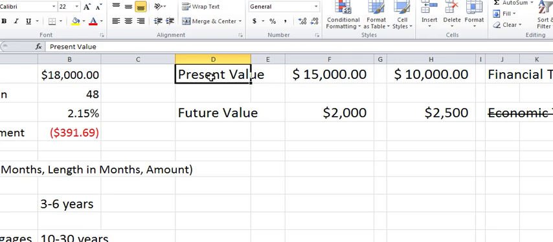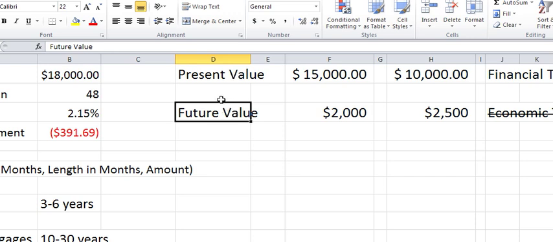Future value is the opposite. I have $5,000 now. What will that be worth in X amount of years in the future, when I'm getting ready to retire, for example, or maybe when I'm getting ready to apply for a college loan for something like that? So one is working backwards, one is kind of working forwards, present and future value.